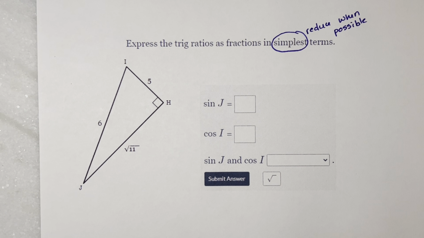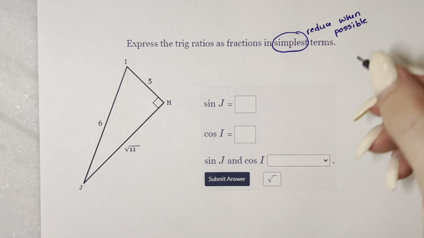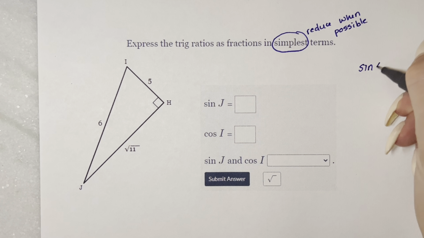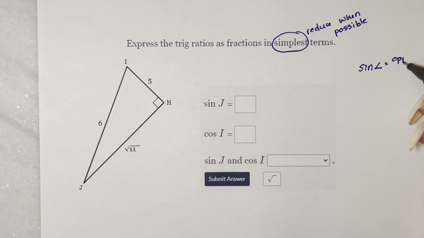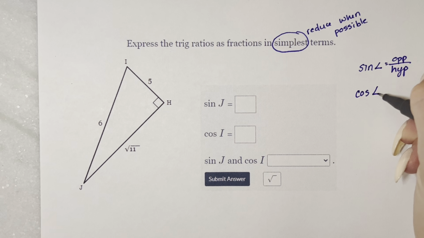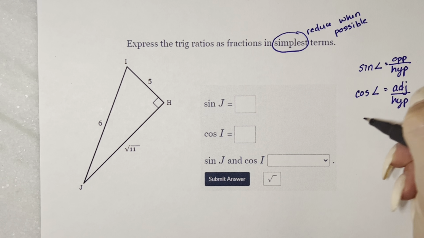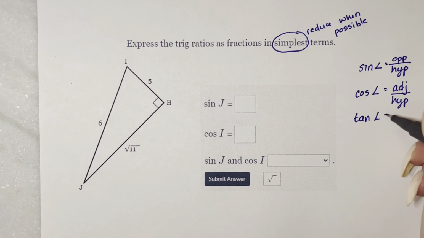Okay, so sine of J. Remember, sine of an angle is equal to opposite over hypotenuse. Cosine of an angle is equal to adjacent over hypotenuse. And tangent of an angle is equal to opposite over adjacent.